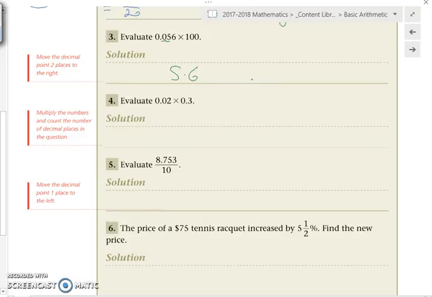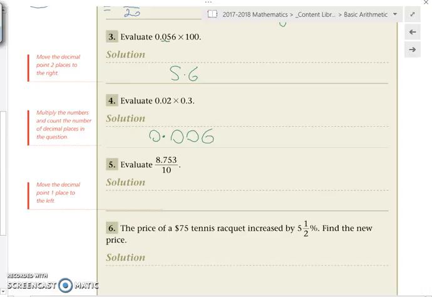Okay, evaluate 0.02 times 0.3. Ignore the point after the 3. It's a full stop. Okay, 0.02. What do we do? Just ignore the decimal points. What's 2 times 3? Cool. How many decimal places do we need to have in the answer? 3. We need to have 1, 2, 3. So we have 3 decimal places.